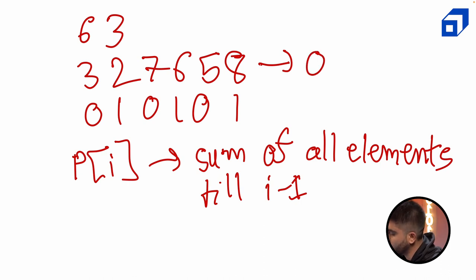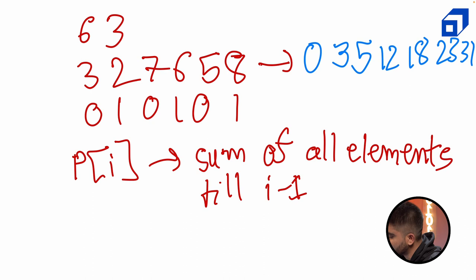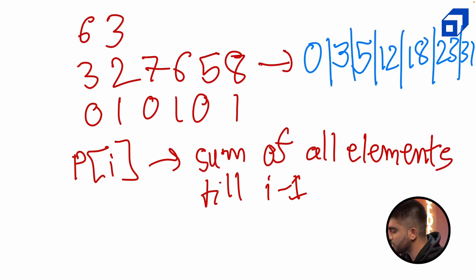So it's going to be 0. Okay. P of i is going to be the sum of all elements till the ith index. So it's 3, and let's keep on adding the elements. 5, 5 plus 7 is 12, 12 plus 6 is 18, 18 plus 5 is 23, and 31. Okay, let me just create some delimiters so that we don't get confused about what the number is.